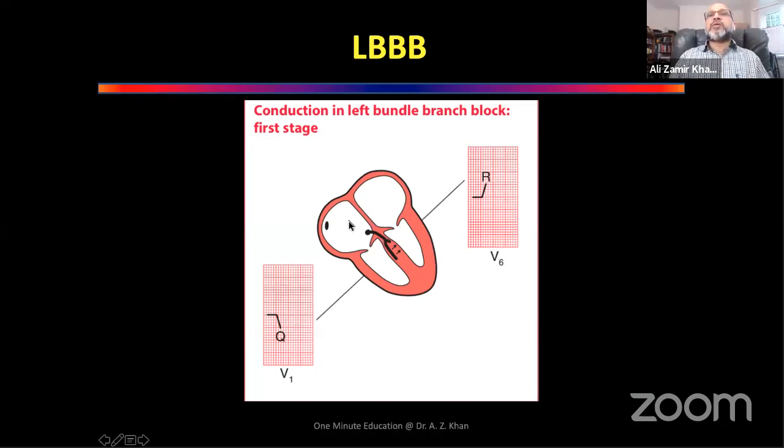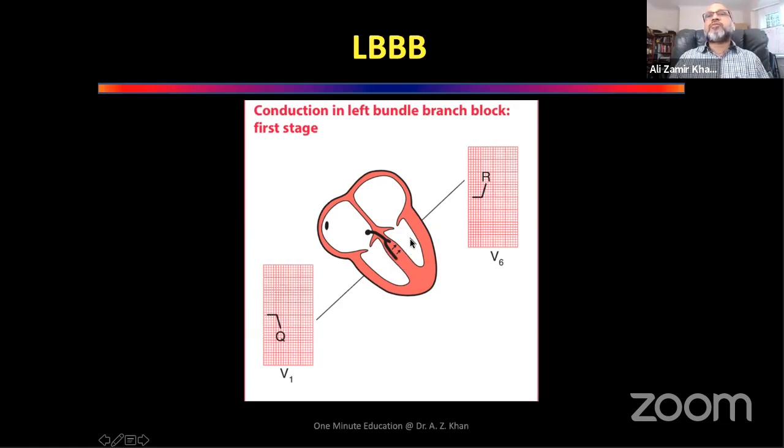See this diagram in the middle. So your AV node is depolarized, bundle of His is depolarized, but now the problem is there is no conduction going down the left bundle because it's diseased. So the left bundle branch is gone. So the right bundle branch is depolarizing. Now it is going opposite. The septum is now depolarizing from right to left, because the left is gone.